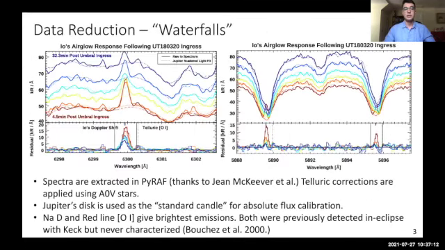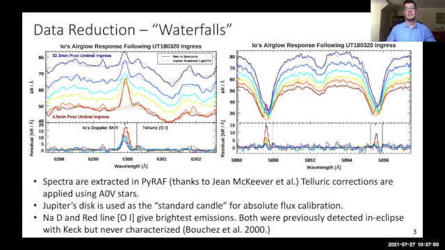The data reduction is done through PyRef and the ARCIS pipeline, thanks to Gene McKeever. We correct the tellurics, especially at oxygen 6300, using an A0B star. These plots show some of these waterfalls, the cascading temporal effect, where the earliest ones are dark red and the latest ones are dark blue, so it actually goes up in this case. The background is obviously mostly Jupiter, and all of that is subtracted using an image of Jupiter's disk as a standard candle, because we know the absolute flux calibration and everything.